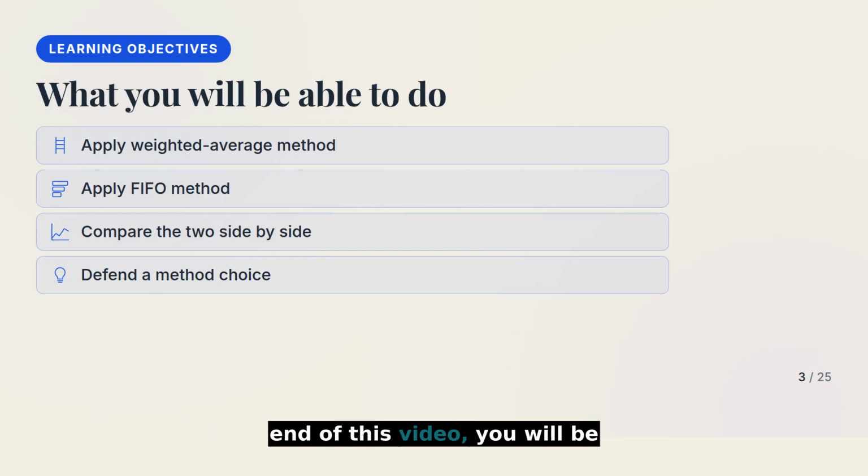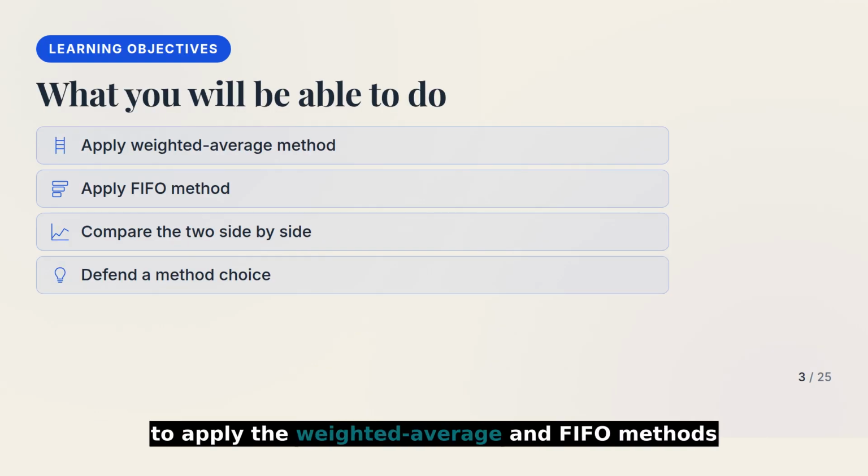By the end of this video, you will be able to apply the weighted average and FIFO methods to a process costing problem with both beginning and ending work in process, compare the results, and explain why managers choose one method over the other.